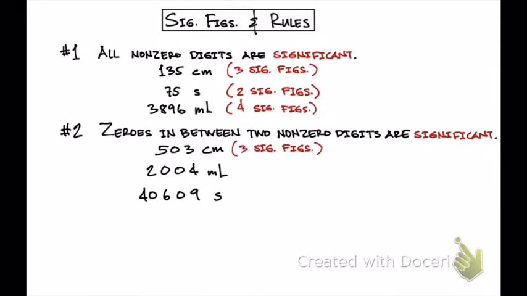Now the second one's a little bit tricky because now you have 2 zeros that are in between 2 non-zero digits. So does that mean that we count both of them?